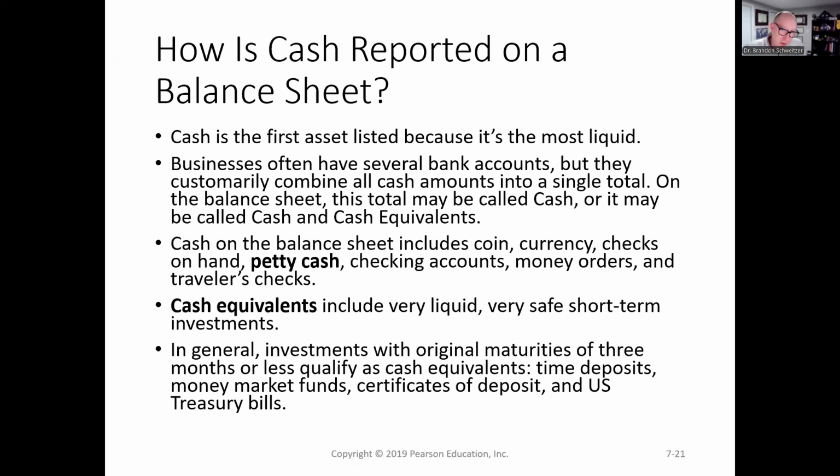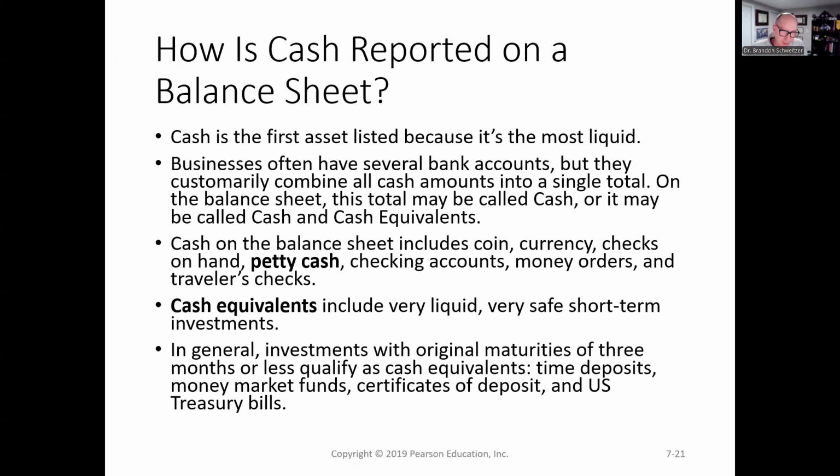So cash is first, then you might have petty cash, and then you might have cash equivalents. Those are typically the order that they're listed out because they're the most liquid. It's also important to note about cash when it comes to investments.